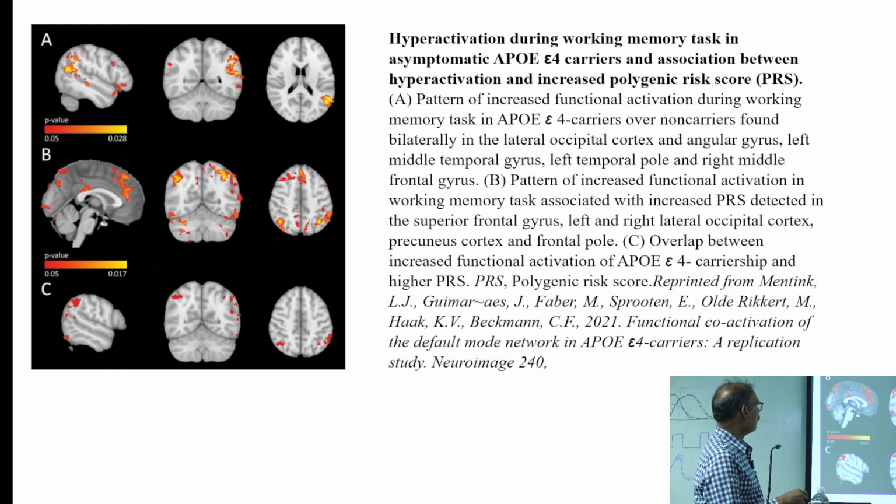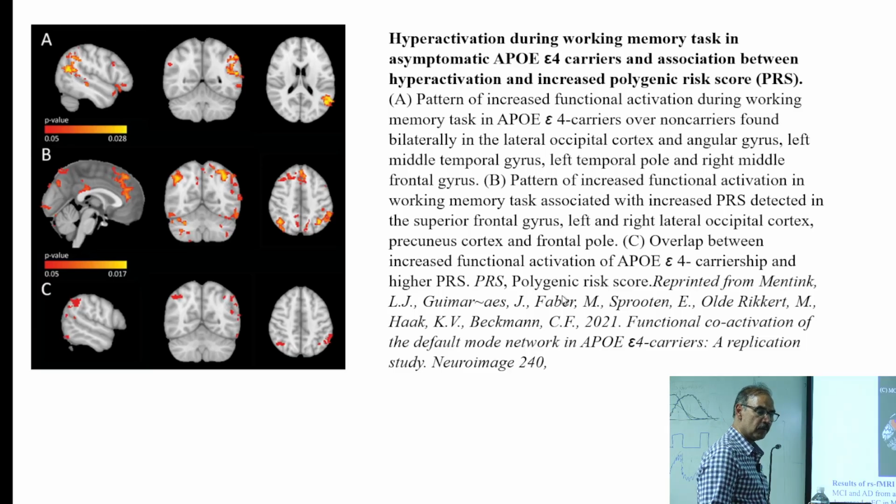And then during working memory, they showed a pattern of increased functional activation in ApoE carriers over non-carriers, found bilaterally in the lateral occipital cortex and angular gyrus. A pattern of increased functional activation during working memory was also associated with increased PRS, detected in the superior frontal gyrus. And then there was overlap in increased functional activation between ApoE carriers and higher PRS. So these are for functional.